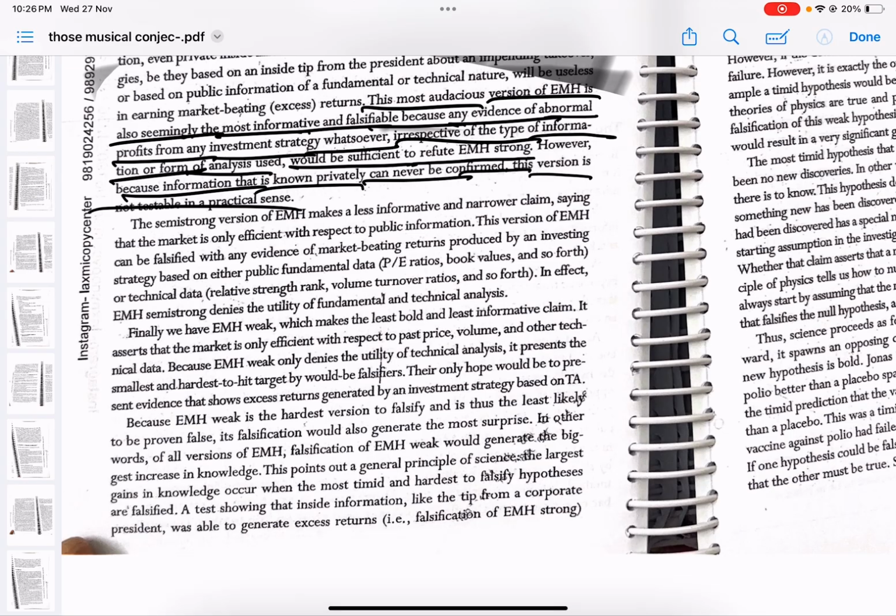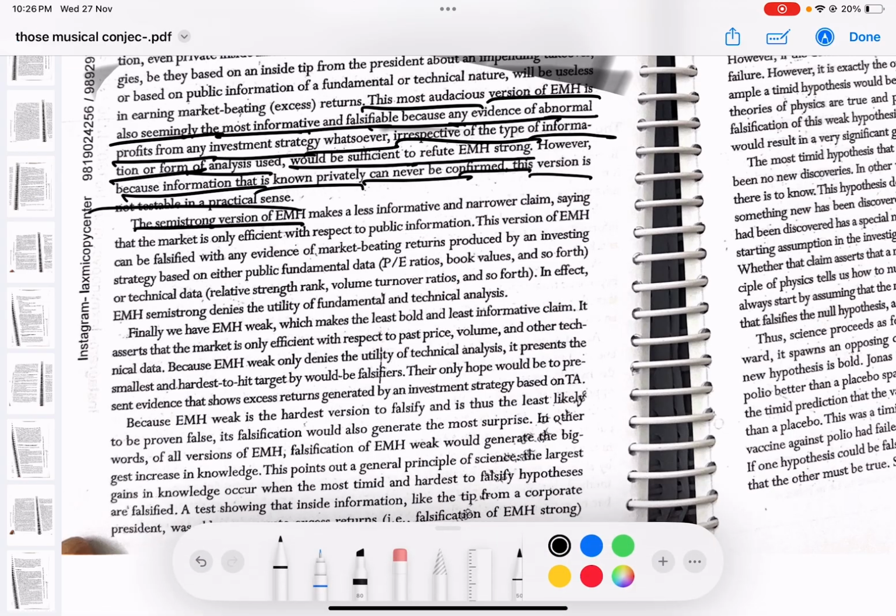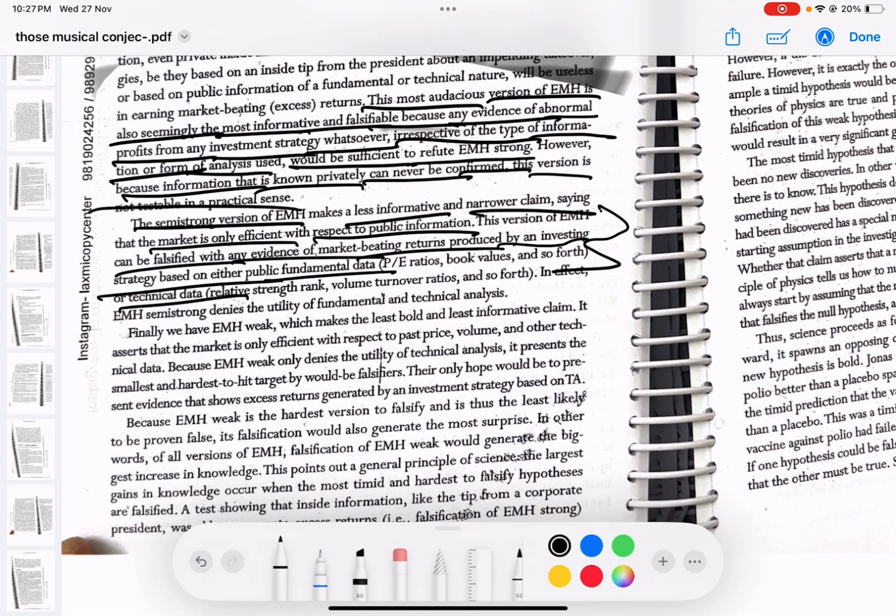However, because information that is known privately can never be confirmed, this version is not testable in a practical sense, obviously. Now let's talk about the semi-strong version of EMH. The semi-strong version of EMH makes a less informative and narrower claim, saying that the market is only efficient with respect to public information. So the strong EMH says that the market knows the public information as well as the private information, whereas the semi-strong EMH basically says that the market only knows the public information, and it can be falsified by evidence of market-beating returns produced by an investing strategy based on fundamental data. So obviously you can prove it wrong.